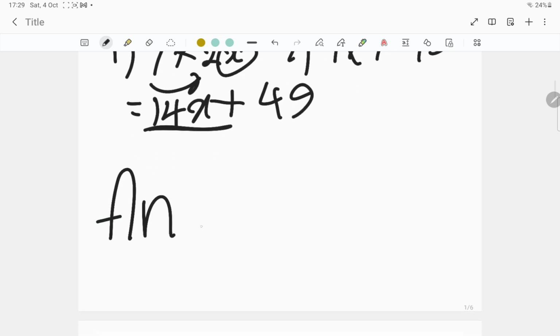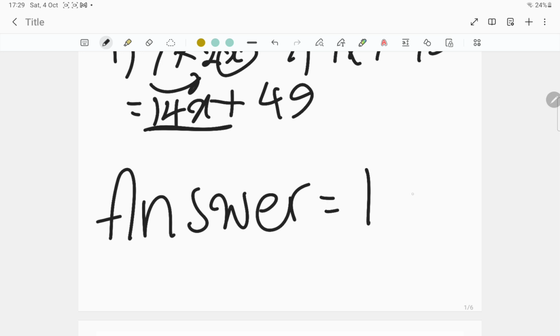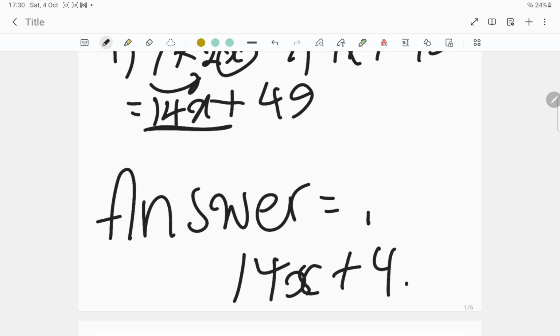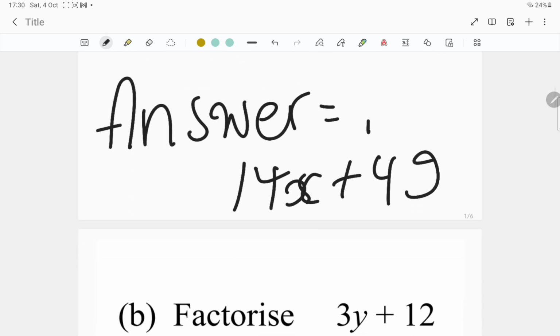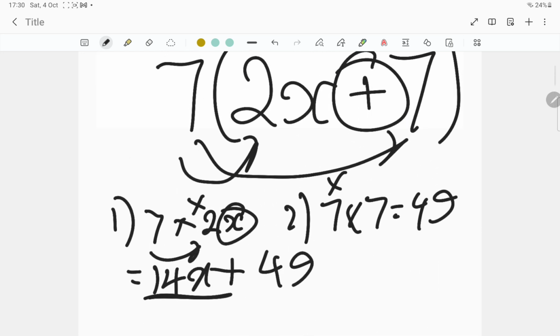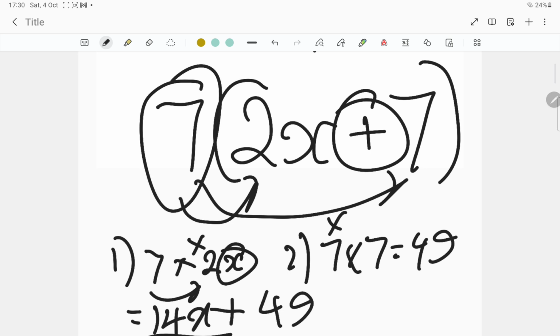So our answer equals 14x add 49. Sorry, I ran out of space. I'm just going to rub that out and do that at the bottom. 14x add 49. Perfect, that's our answer. All you have to do is times this by that and by that, and then plug that in. Amazing.